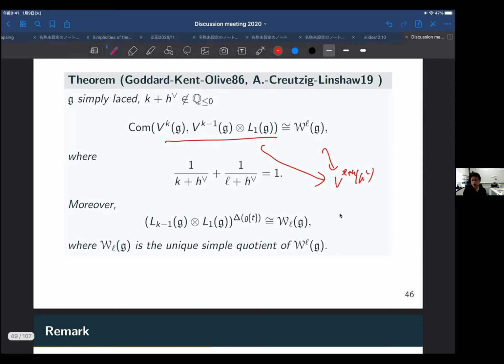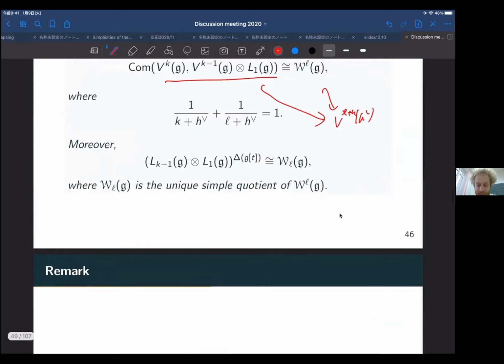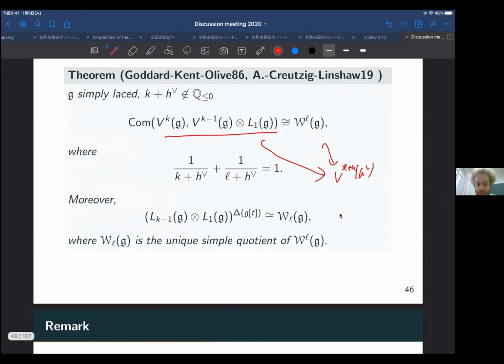May I ask one more question? Yes. Suppose that you take in this upper formula L, say, an irreducible representation of some other level, not level one. Let's go to the upper slide. You have two formulas, and you explain that W with upper L and the W with lower L are connected. Yes, one is the simple quotient. This is a simple quotient.